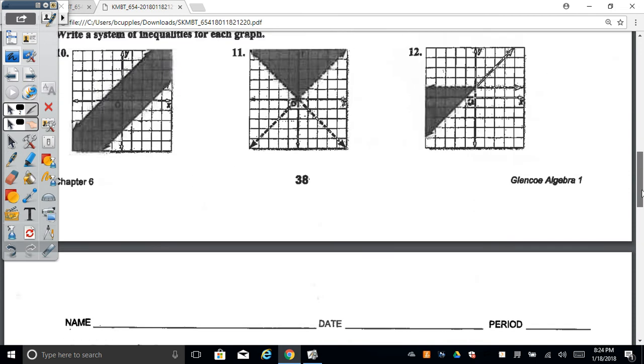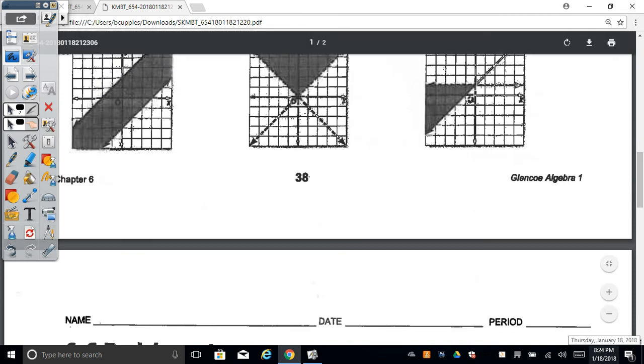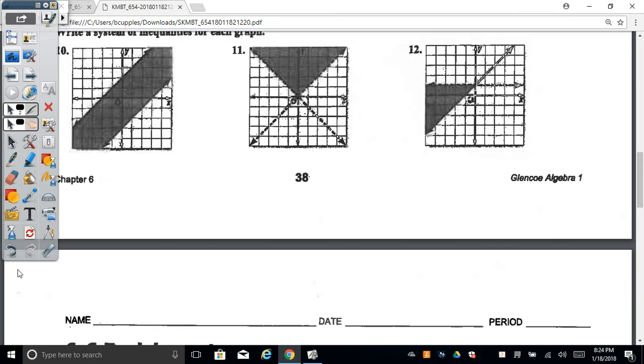All right, number 10. We actually want to come up with the two equations that would satisfy this shading right here. Okay? So what we want to look at would be this. You want to find your slope and your y-intercept of both equations. As I look at this one right here, it looks like my y-intercept is down 1, 2, 3. So my y-intercept is negative 3.